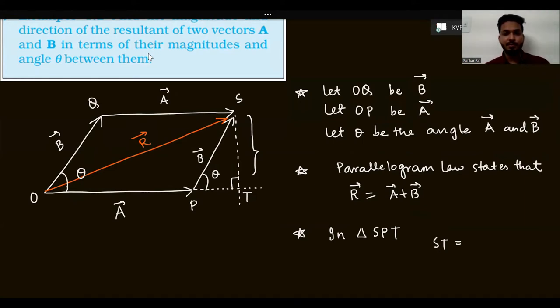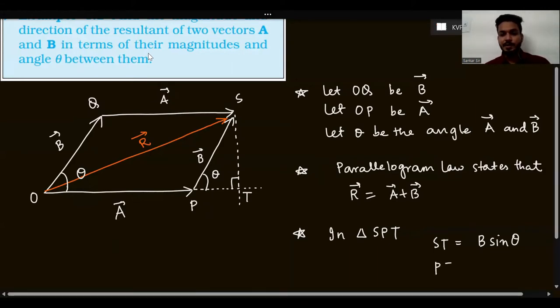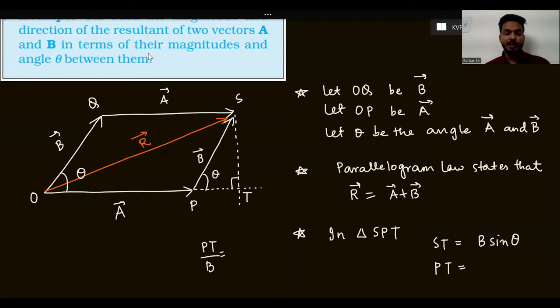And this length is B. This B vector has magnitude B. So this is the perpendicular in this triangle. So this perpendicular is going to be equal to B sine theta. I have derived this in class. The value of PT would be, again, from trigonometry. This is the adjacent side, the hypotenuse we know. So PT upon B is how much? This is actually adjacent side upon hypotenuse, which is cos theta. So from here you can get PT is equal to B cos theta.